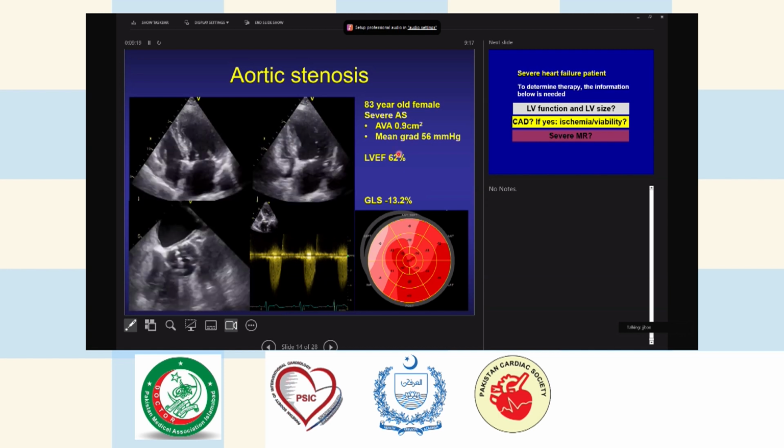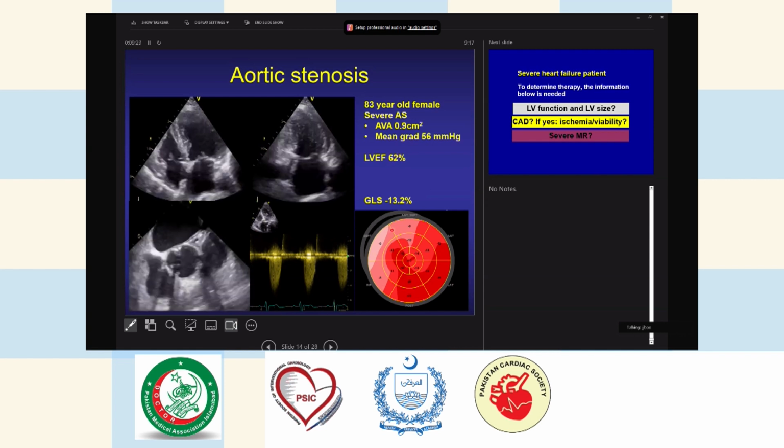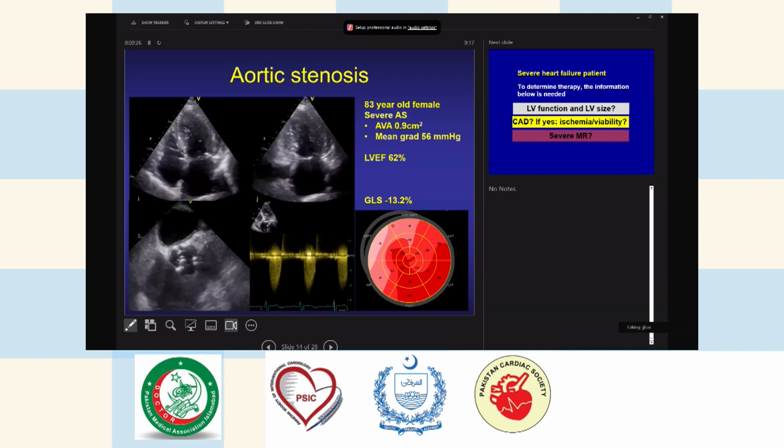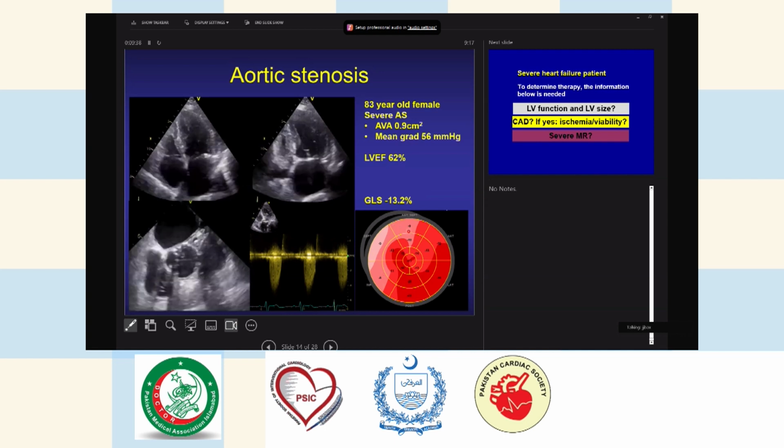Ejection fraction 62%, but my global strain is already significantly reduced and is 13% only in the septal area where the thickening is taking place, where the fibrosis replaces the normal myocytes. And as a result, strain goes down. So the global strain of this heart is 13%, but these parts are relatively normal, but this part here is totally abnormal, and that is the thickened fibrotic septal area.